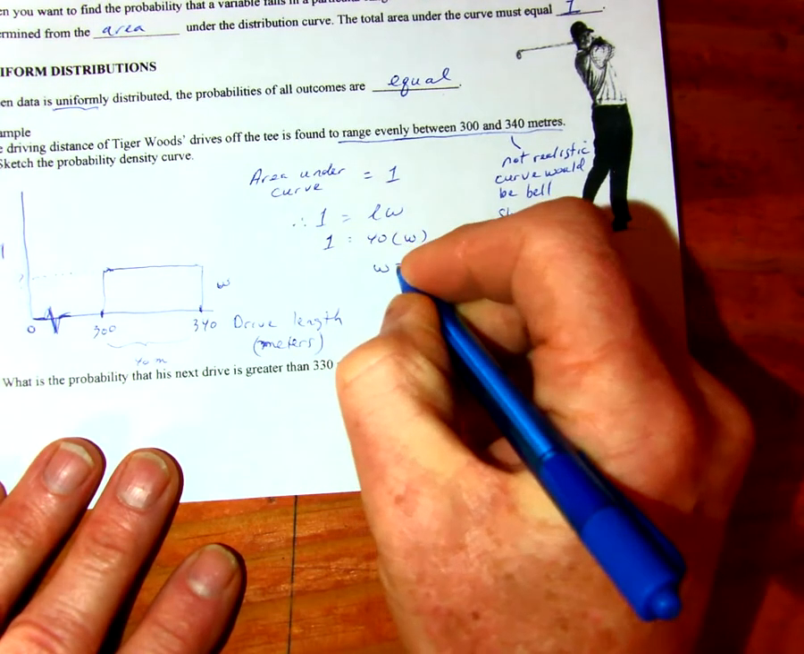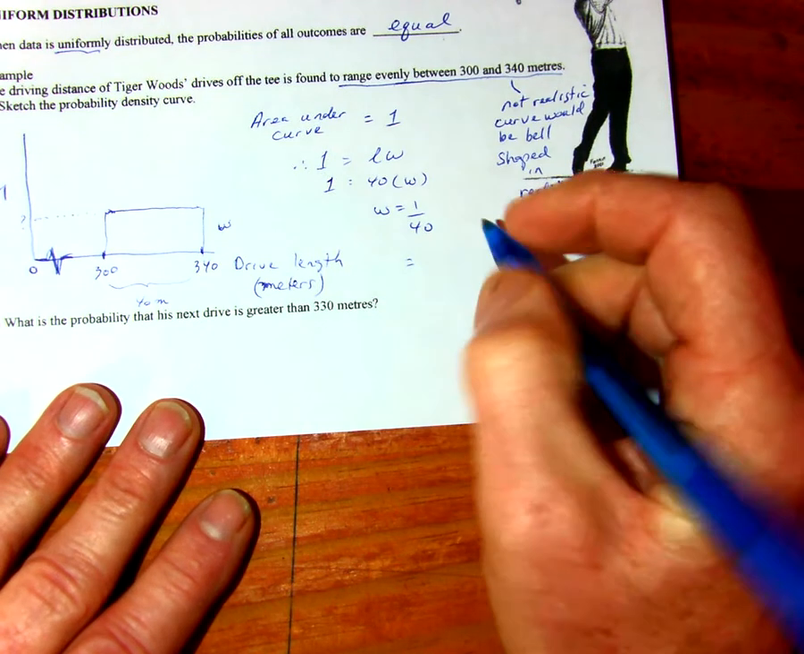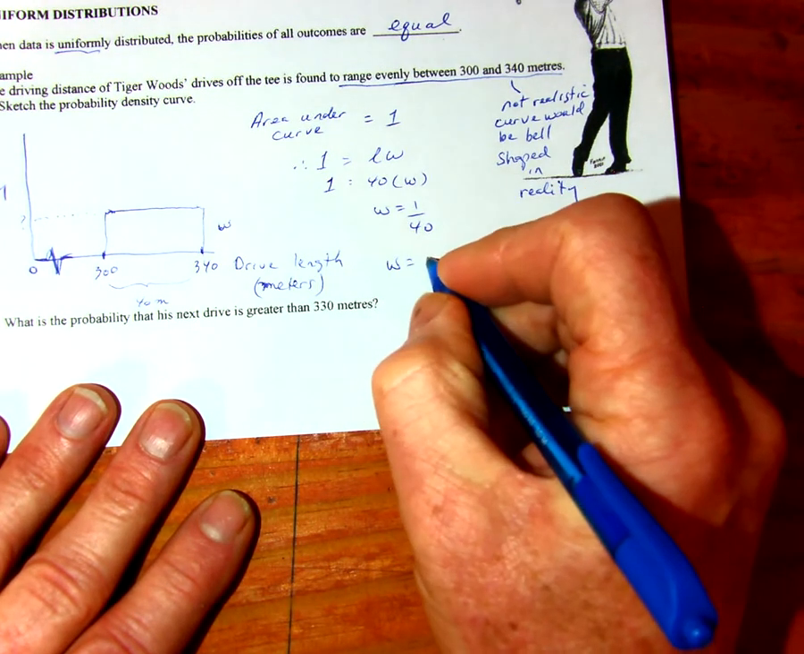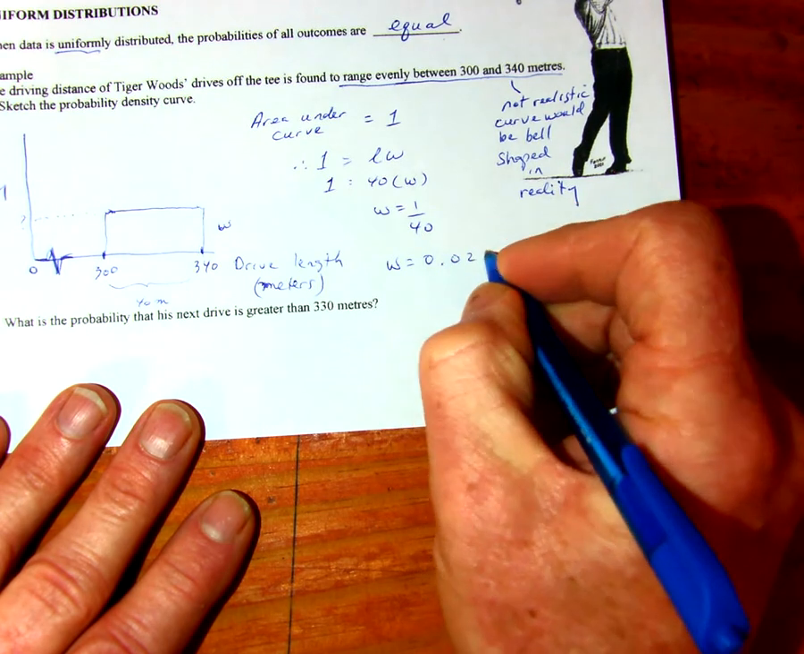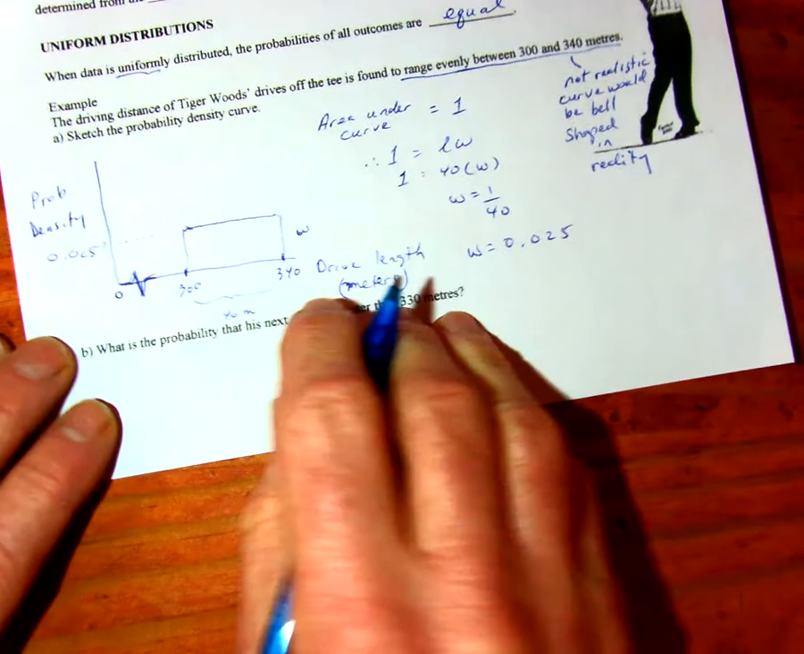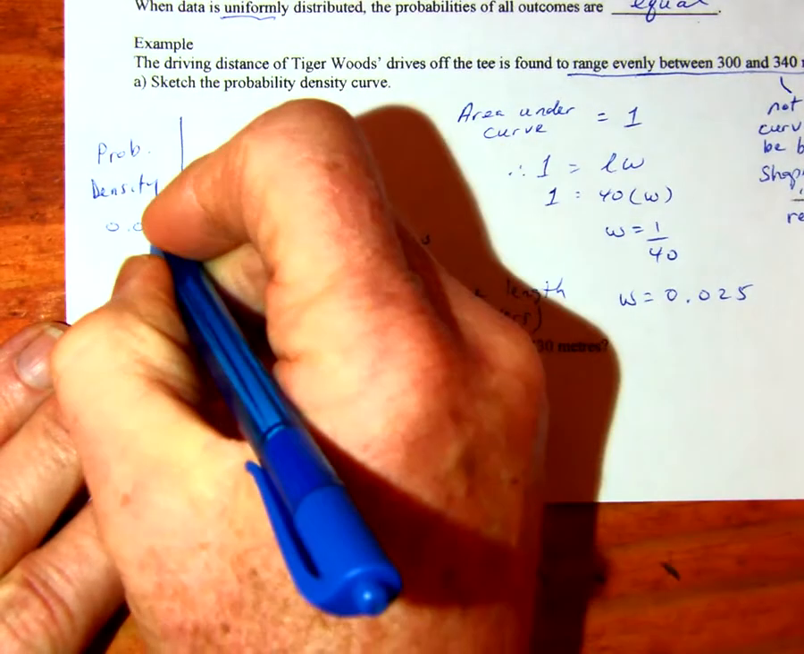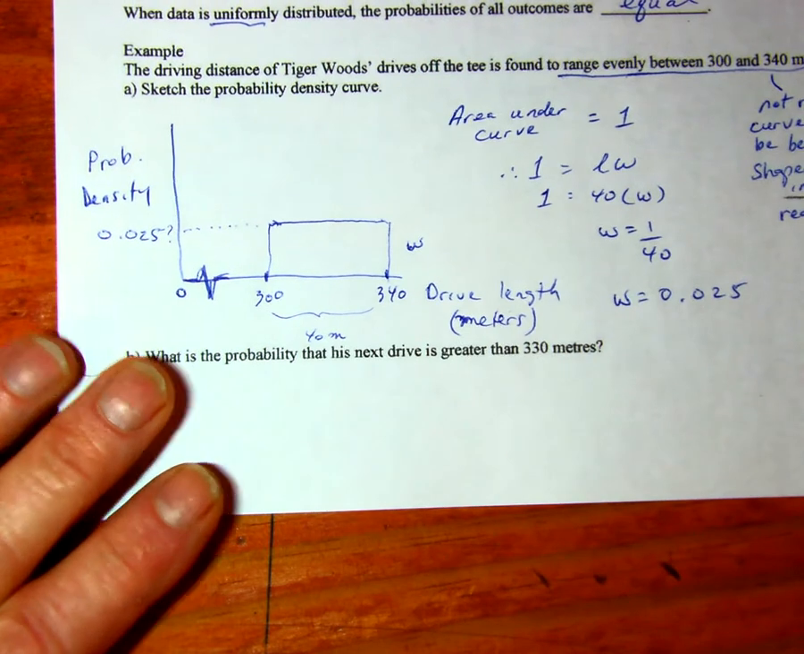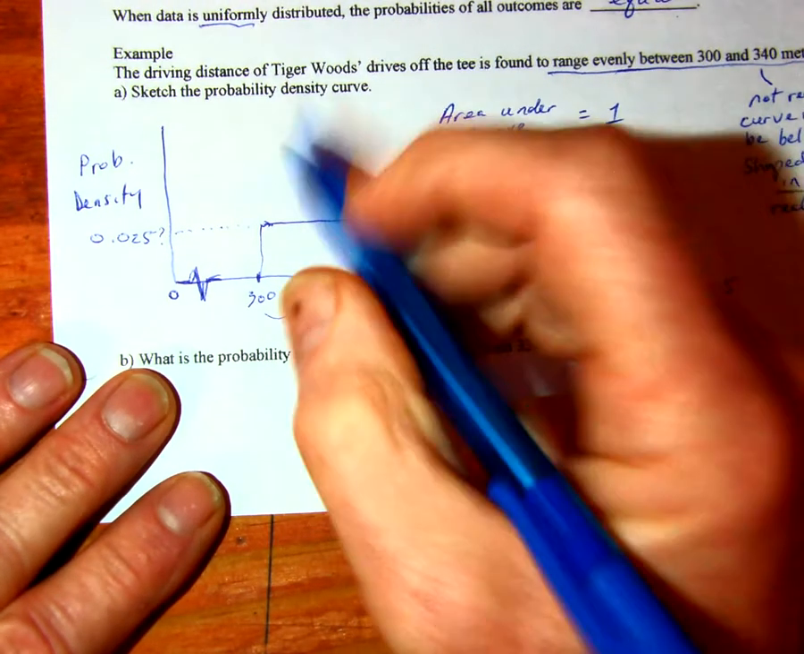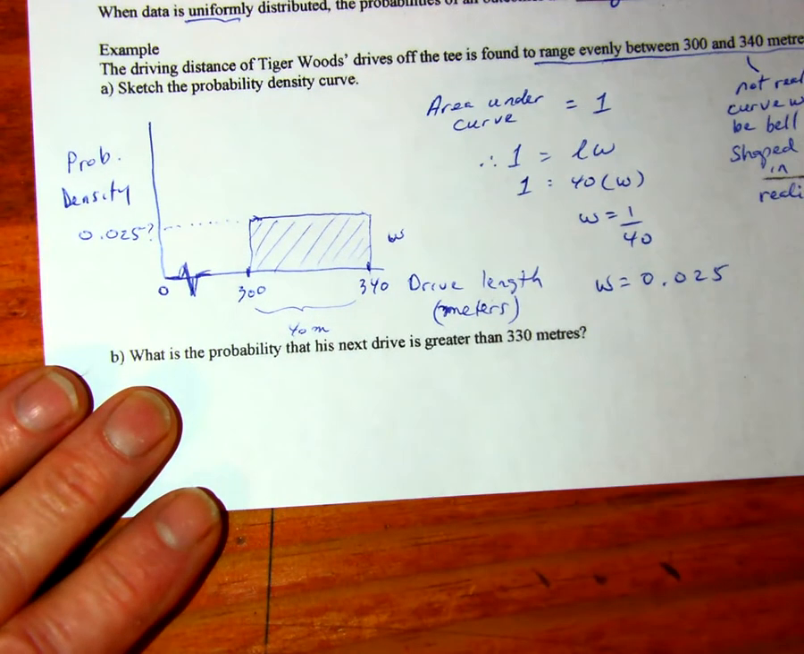So the width equals 1 over 40, which as a decimal is 0.025. So that's what this is, 0.025. All right, that makes sense. On a uniform probability distribution, they all have the same probabilities, and it's pretty easy to determine what the probability density is. You just have to do the area of a rectangle.